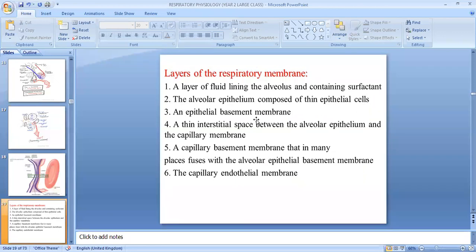Therefore, in summary, there are layers of the respiratory membrane that we refer to as respiratory membrane barriers. These are 6 in number. 1, we've talked about a layer of fluid lining the alveolus and containing surfactant. 2, the alveolar epithelium composed of thin epithelial cells. 3, an epithelial basement membrane. 4, a thin interstitial space between the alveolar epithelium and the capillary membrane. 5, a capillary basement membrane that in many places fuses with the alveolar epithelial basement membranes. Number 6, the capillary endothelial membrane. I have also added number 7, the RBC membrane, because it's also a barrier in itself.